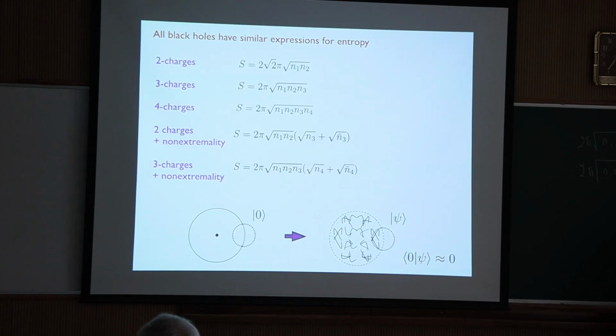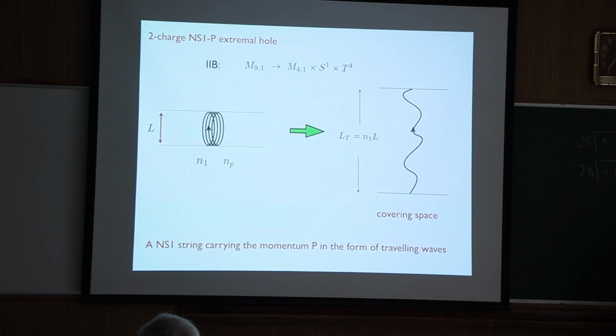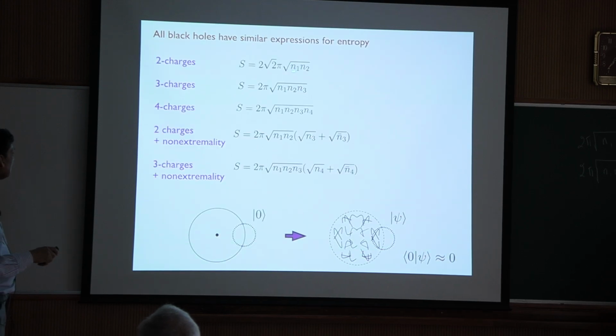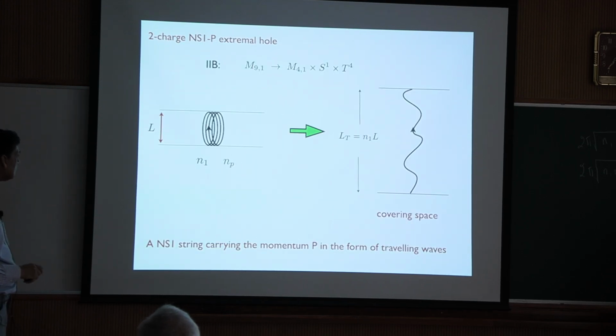I've called the 2 charges n1 and np, so it will be root n1 np. There are 2 charges, so you can call them n1 and 2, but they are more commonly called n1 and np. 1 tells you it's a one-dimensional string. P tells you it's carrying momentum. They're just nice names so that you know what you're talking about. But you count the number of partitions, you get the entropy, and this is the answer which you get. So this was Ashok Sen's work from 1994 December.